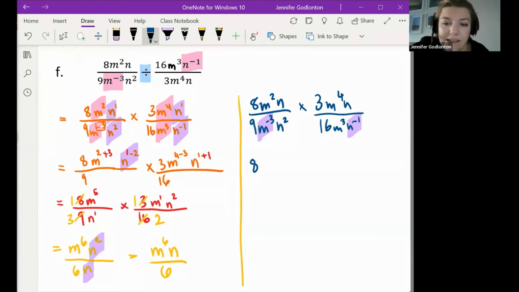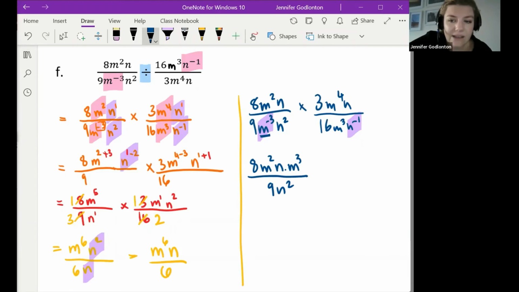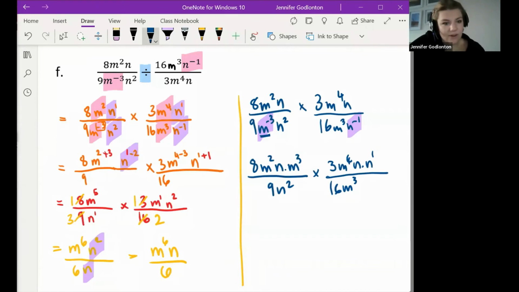So we're going to have 8m squared n, and then we're moving this up to the top to make it positive over 9n squared. Okay, we're going to keep our 3 over 16, keep our m to the 4, keep our m cubed at the bottom, and we're going to move that n to the 1 up. Okay, just a different way of looking at this.